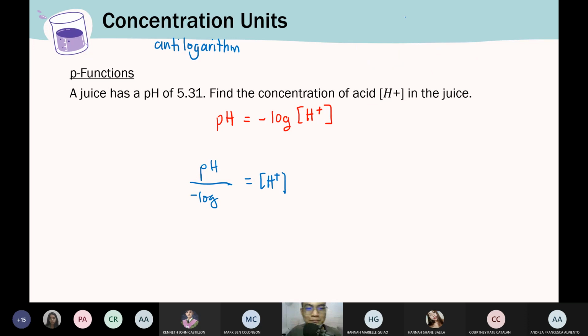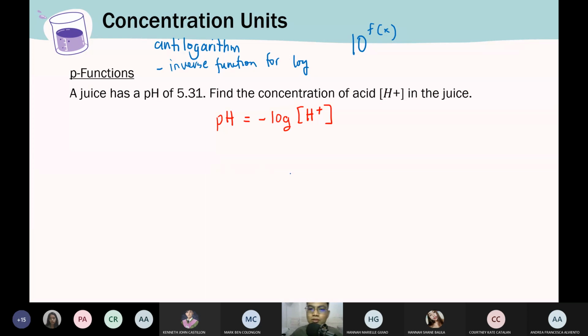Minsan calculus pa nga. So, what is anti-logarithm? Ito yung sinasabi kong inverse function. Okay? Ito yung inverse function for logarithm. Okay? So, ano itsura niyan? It looks like this, 10 raised to the function. Okay? So, that's the anti-logarithm.